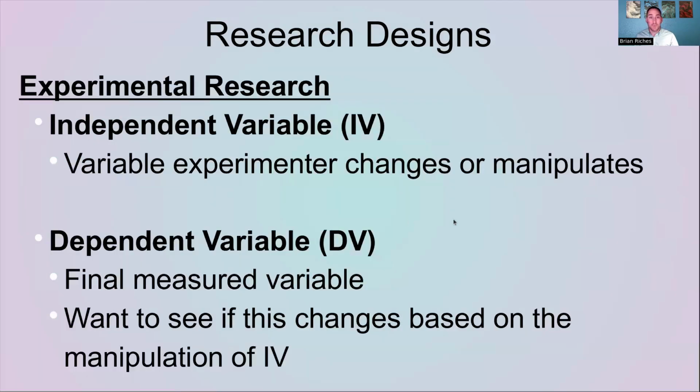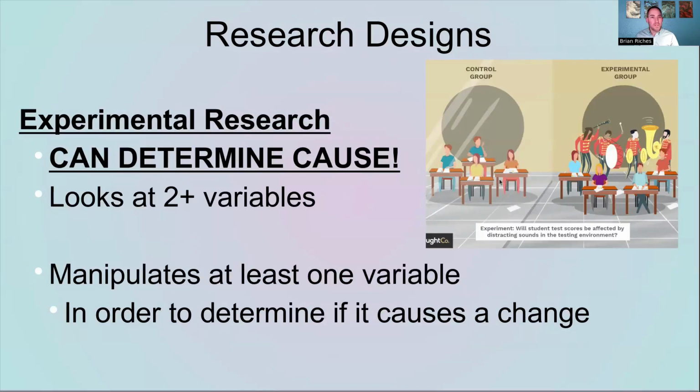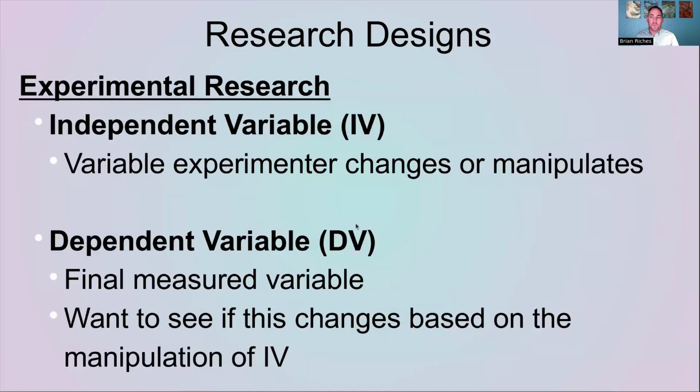So these variables have names. An independent variable, or an IV, is the variable that the researcher changes or manipulates. So in this case, what did we change? What's different between these two groups? Well, the loudness of the room, right? So we've got a quiet room, we've got a loud room. The loudness of the room is the independent variable, the one that we as the researcher manipulated.